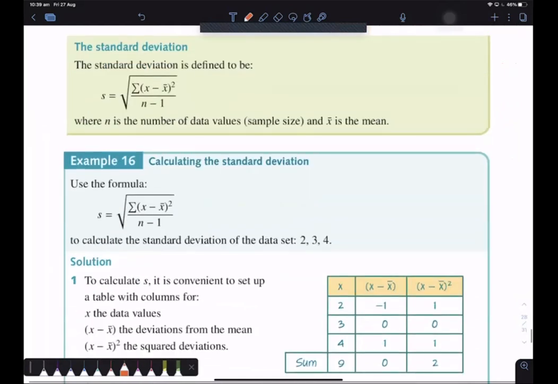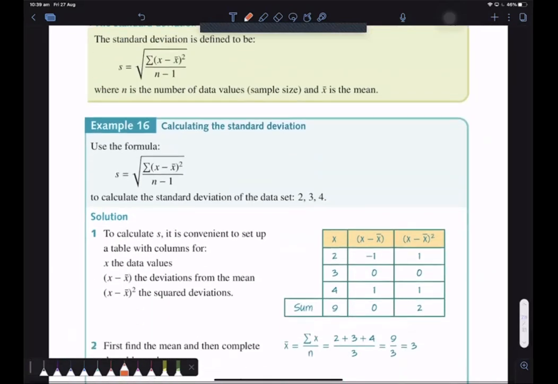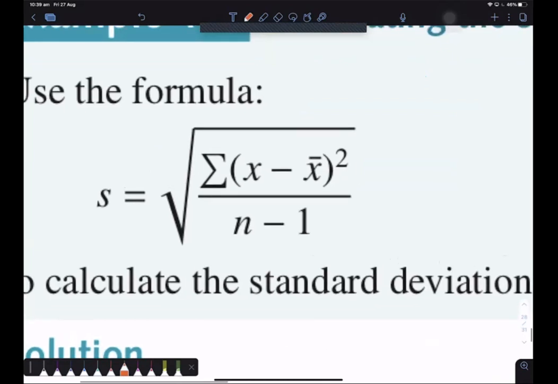Now, when you go to calculate the standard deviation here, you can see the formula for it. Yikes. Okay.